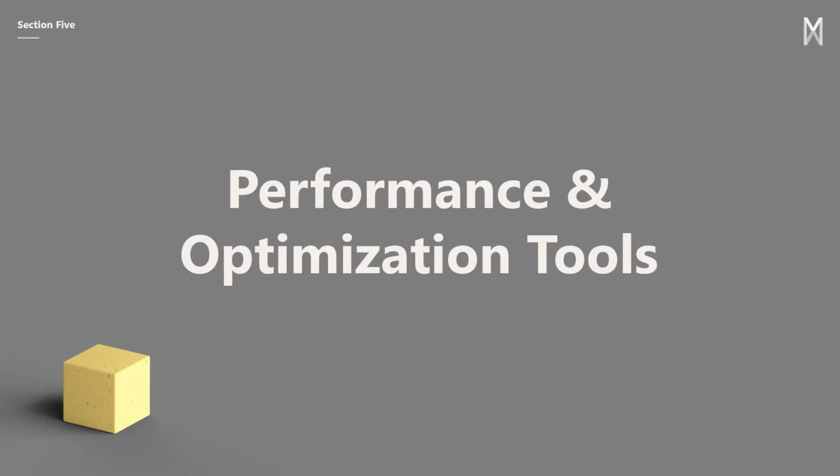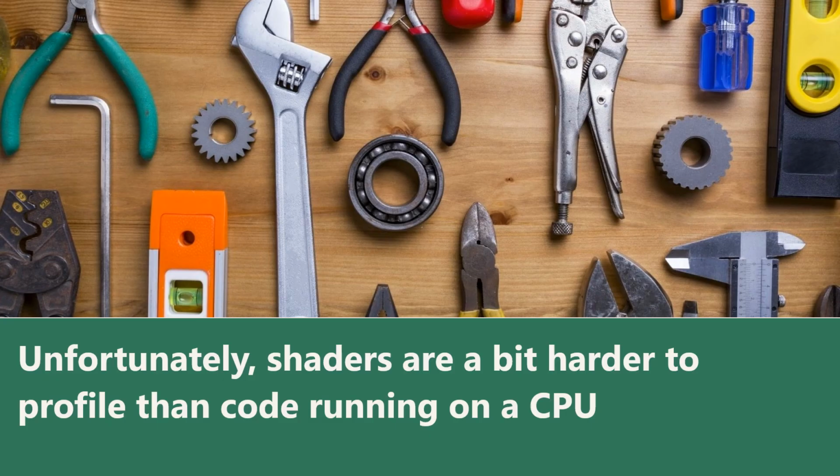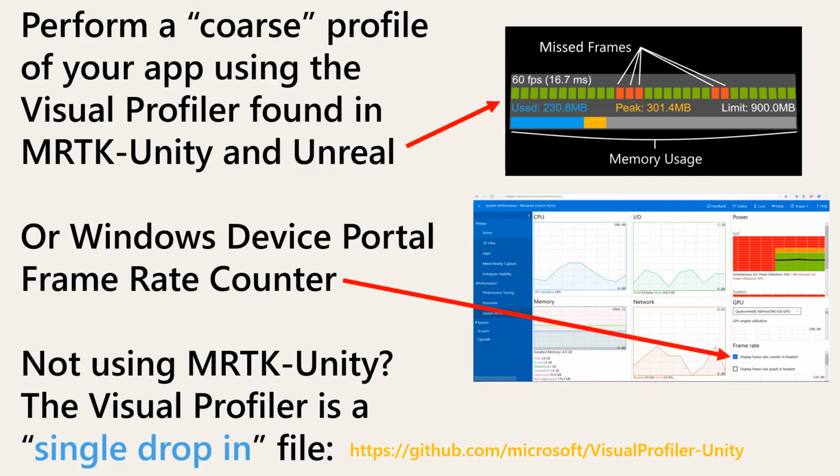Now let's talk about performance and optimization tools for shaders. Unfortunately, shaders are a bit harder to profile than code running on a CPU, but we have some tools. I always recommend developers start with a coarse profile of their application using the visual profiler found in MRTK Unity and Unreal. If you're not using MRTK, that's totally fine. In the Windows Device Portal, there's a frame rate counter under the System Performance tab. And if you still want to use the visual profiler but not MRTK Unity, the visual profiler is a single drop-in file you can find on GitHub.